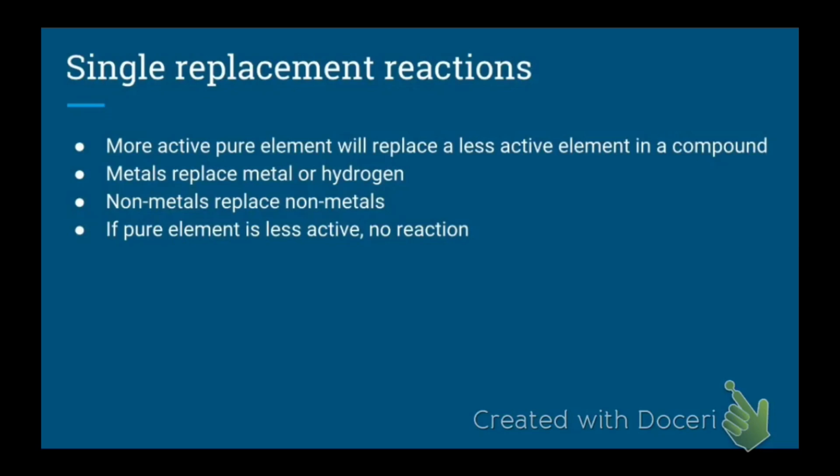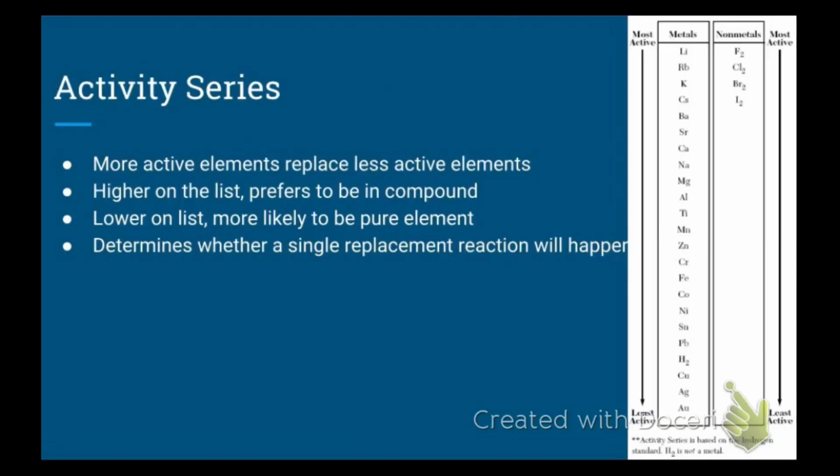This is where the activity series comes in. And you've got a very similar list to this on the back of your periodic table, the same place you've got your list of polyatomic ions. They just list the names out instead of listing the elements. So anything high on the list, these are going to be your most active elements. Whatever's highest on the list wants to be in a compound. So no matter what, lithium would rather be in a compound. The reaction's going to happen so that's true.